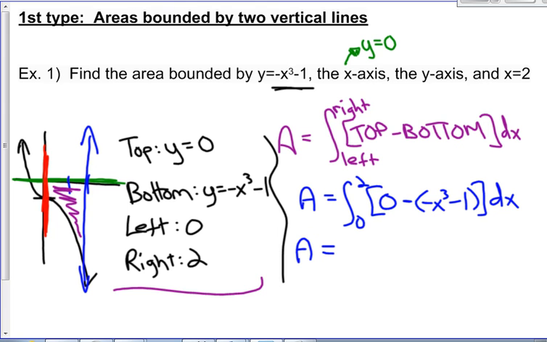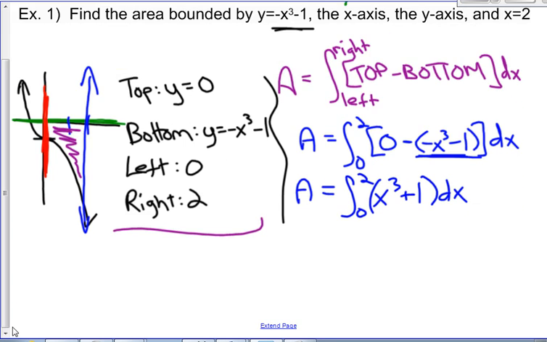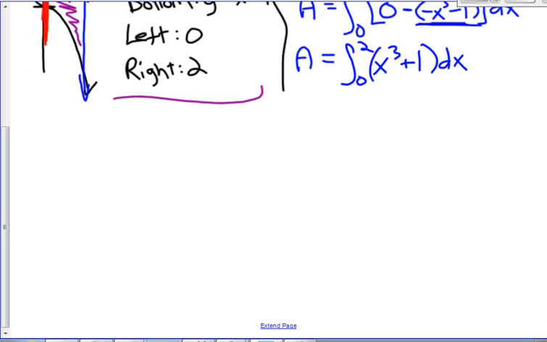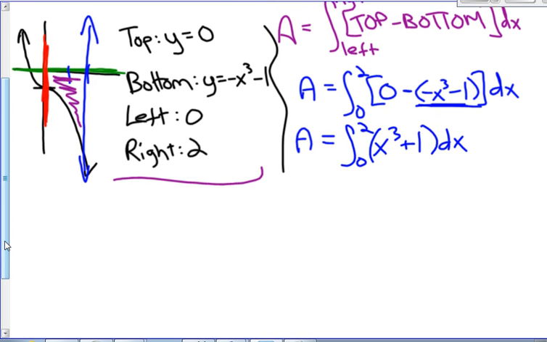Okay. Notice that I subtracted the whole curve here. I put it in brackets. x cubed plus 1 dx. And now we just go and evaluate this definite integral. And it's not a particularly tricky one to deal with.